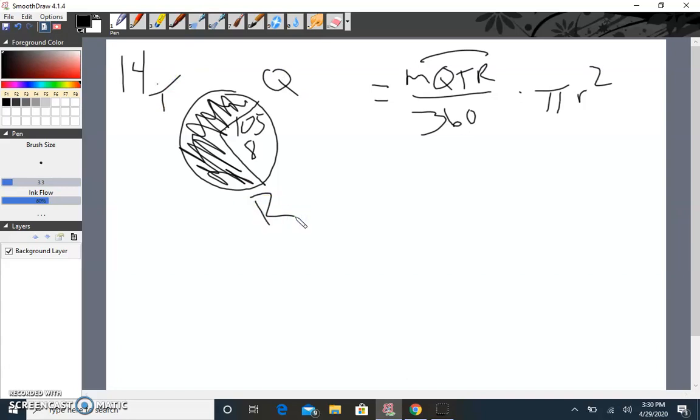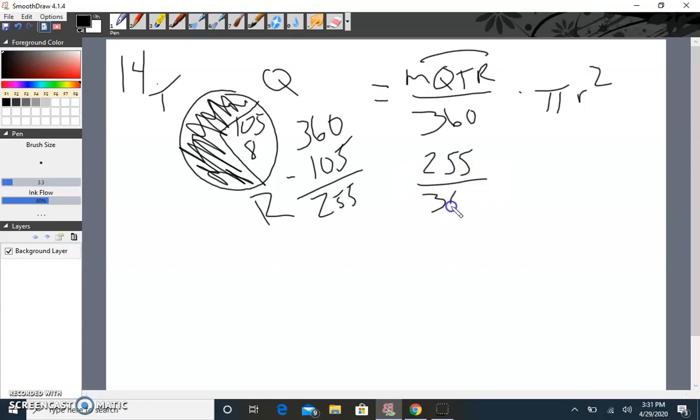Well, if we know that this section right here is 105, we don't use 105 in our equation because we're looking at 360 minus 105. That is what's left. That is what's filled in over there. So that's 255. So we take 255 over 360, and then we're going to multiply that times pi, which is 3.14, times our radius, which is 8, squared.